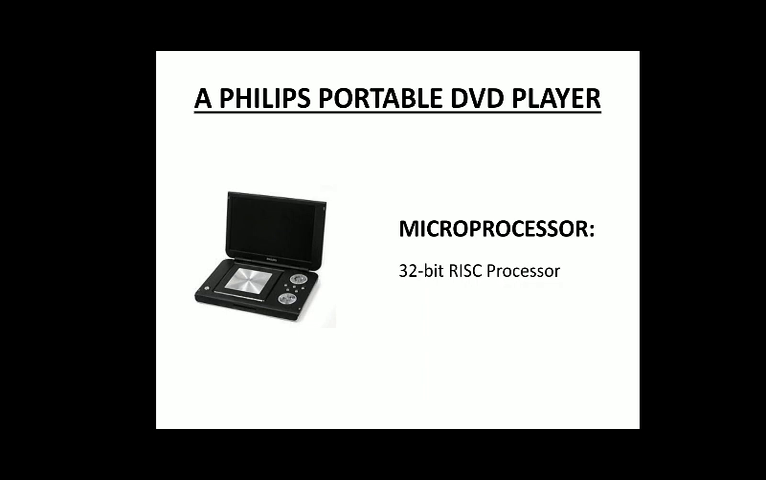Next we have the Philips portable DVD player. Back in the day this used to be popular, but after the introduction of smart gadgets, these products have become obsolete. But here is an example. It includes a 32-bit RISC processor. So what is a RISC processor? Reduced instruction set computer processor. Why is it reduced instruction set? Because it is made less complex by reducing the number of instructions. So this is 32-bit.